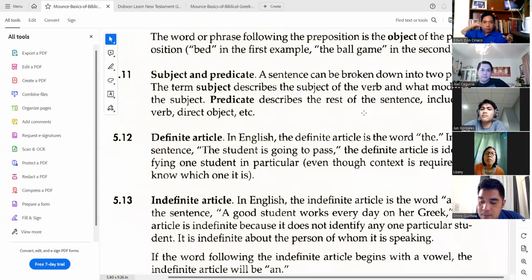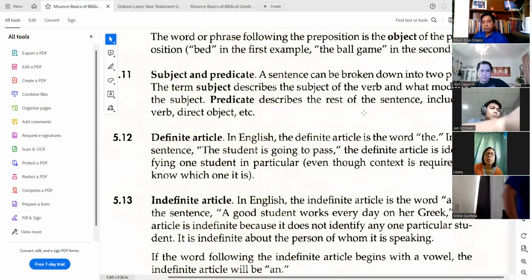And then subject and predicate follow the English rules: a subject is the doer of the action, and then the predicate usually includes the verb and then the direct object. So a sentence can be broken down into subject and predicate. As a subject, very clearly, it talks about the person doing the activity.